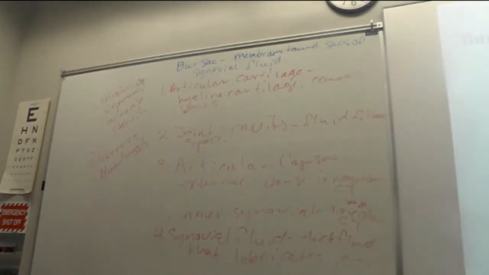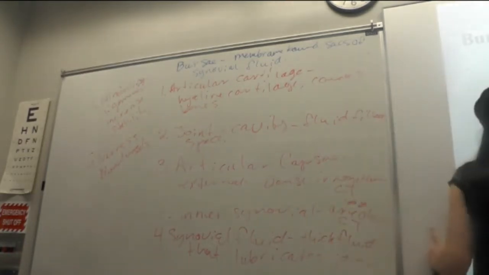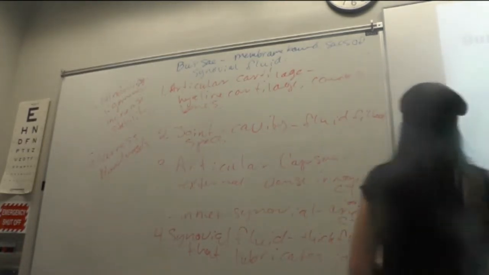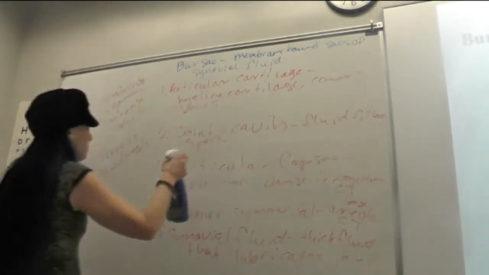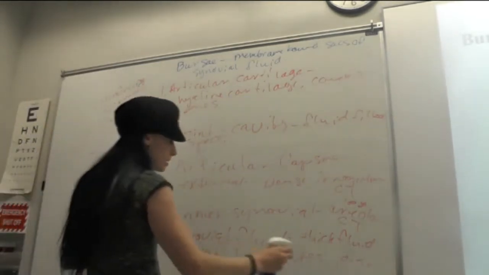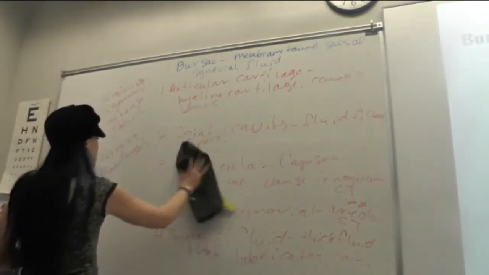And then we have these other things that are like bursa, but they're longer, called tendon sheaths. And they wrap around long tendons and ensheath them so that the tendons can pass over bones and things without rubbing.